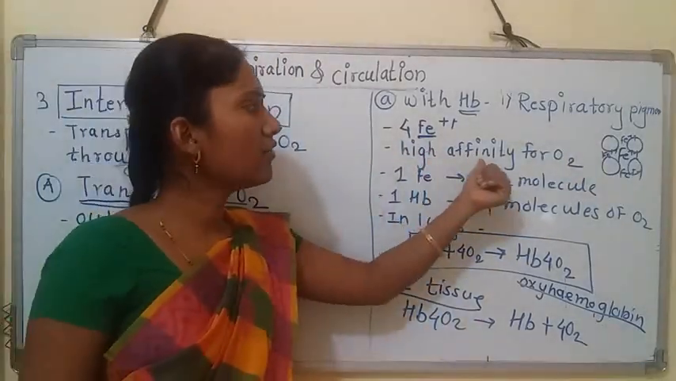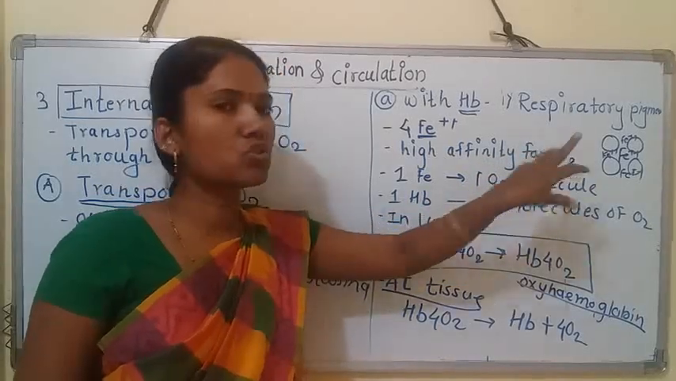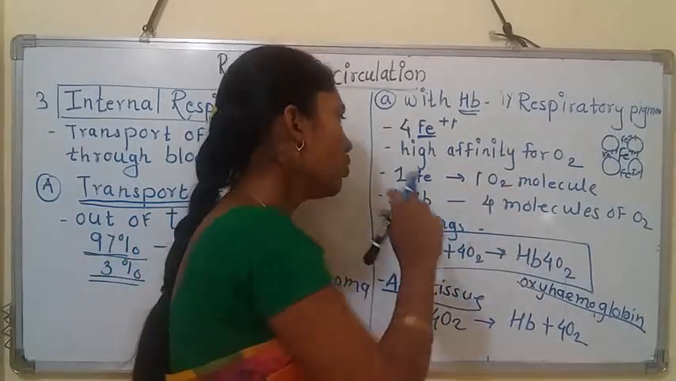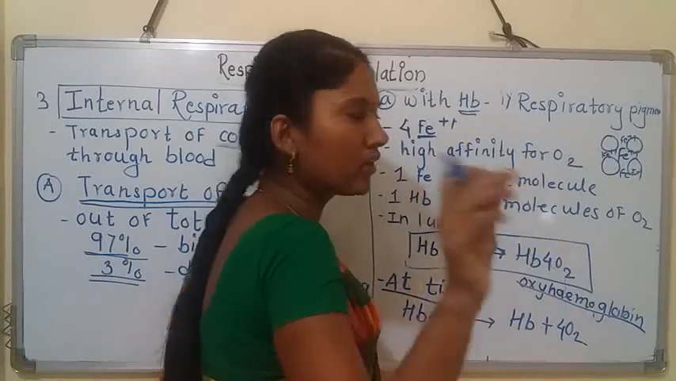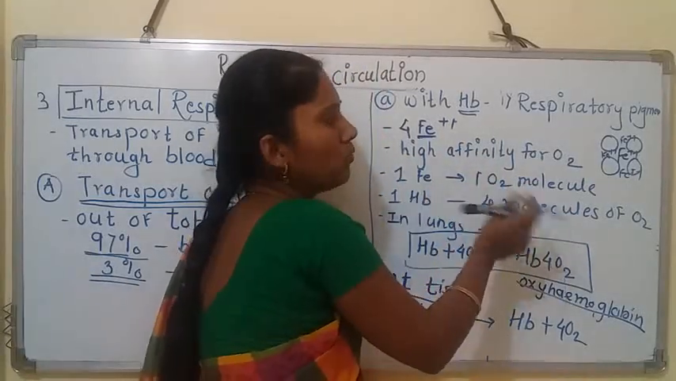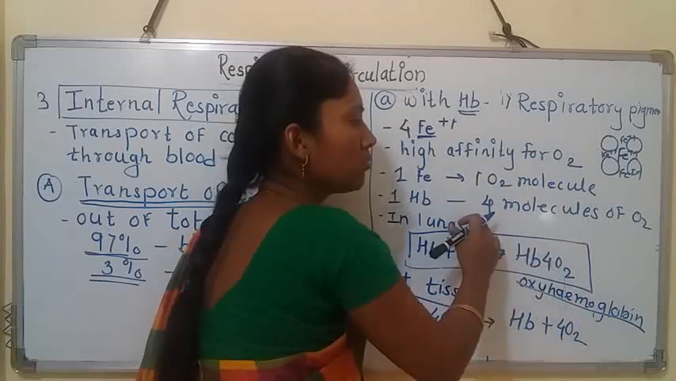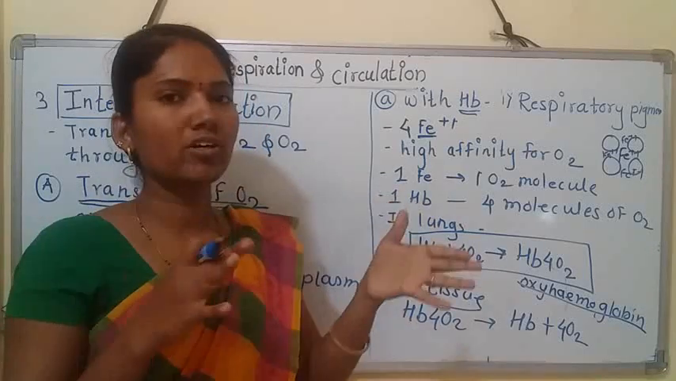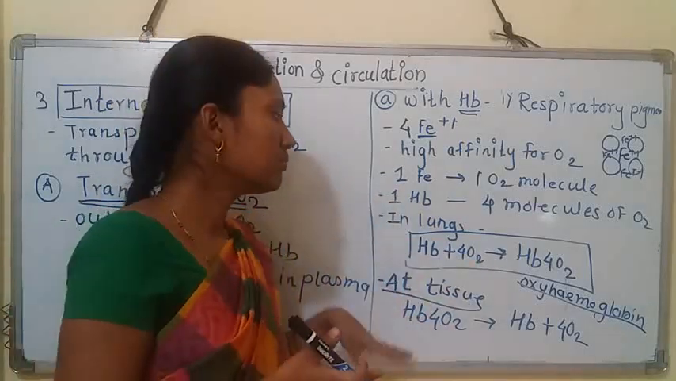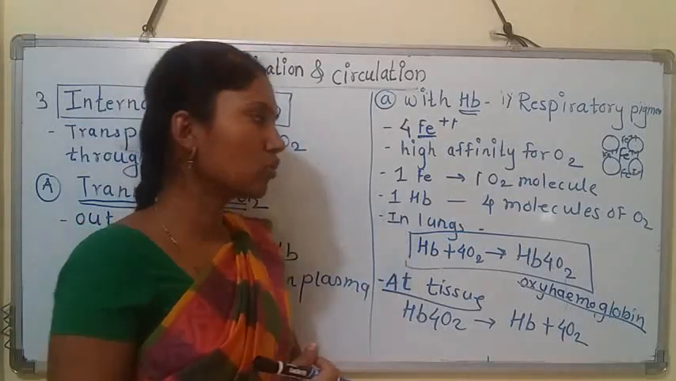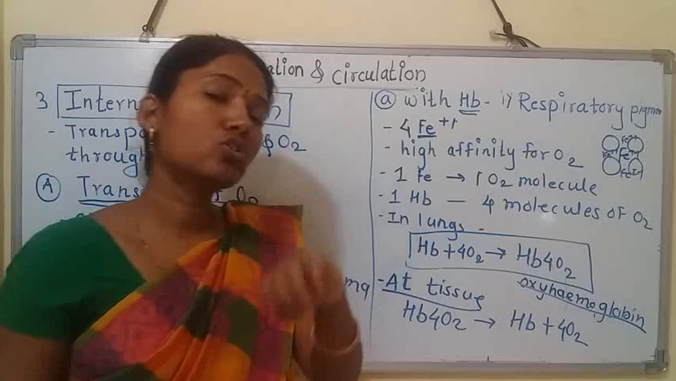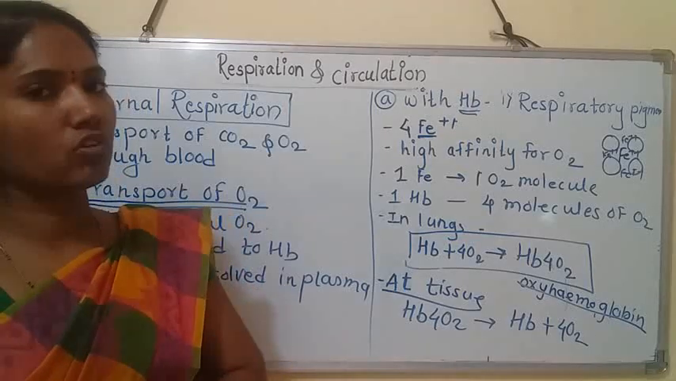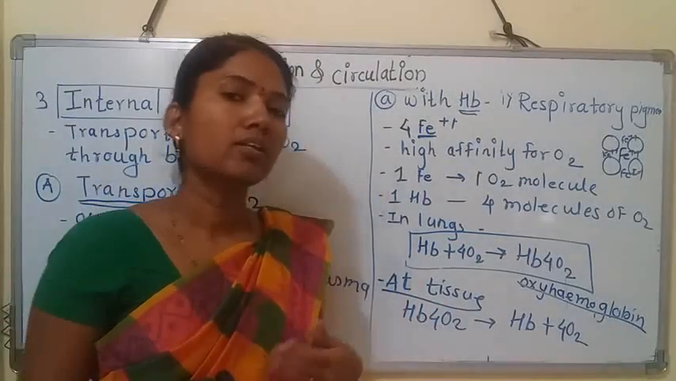Now there is high affinity between hemoglobin and oxygen. One Fe++ can bind one molecule of oxygen. One hemoglobin contains 4 Fe++, so it is going to bind 4 molecules of oxygen. There are 2 locations at which we are going to learn how oxygen binds to the hemoglobin and how it dissociates from the hemoglobin. In the lungs, oxygen should bind to the hemoglobin, and at the tissue that oxygen should get dissociated from the hemoglobin. How this happens, that we are going to learn.